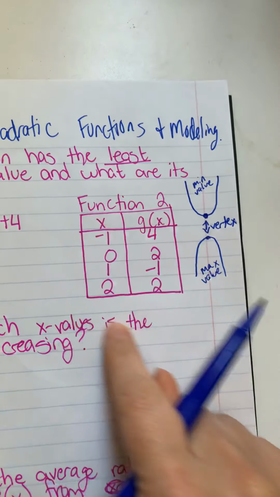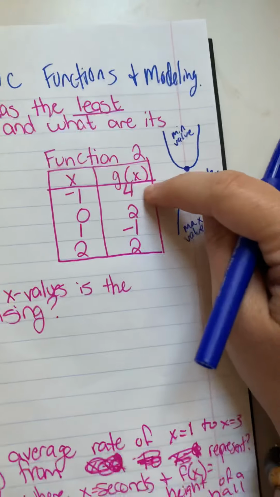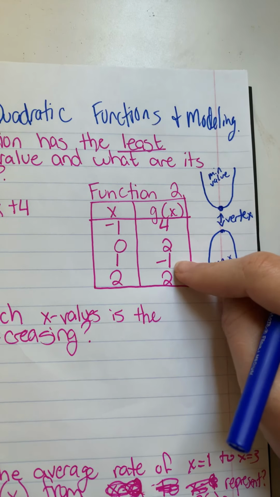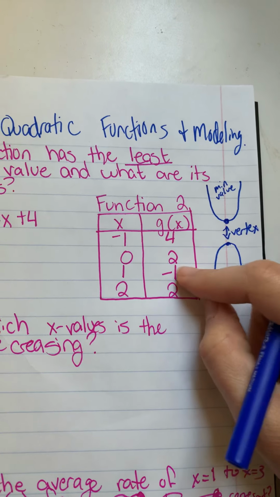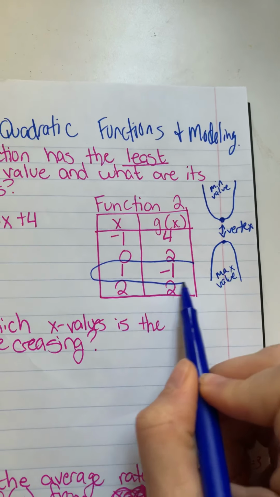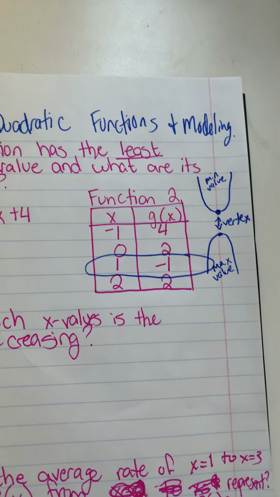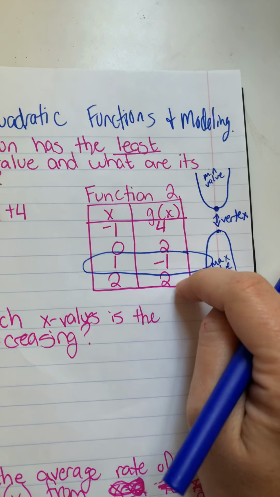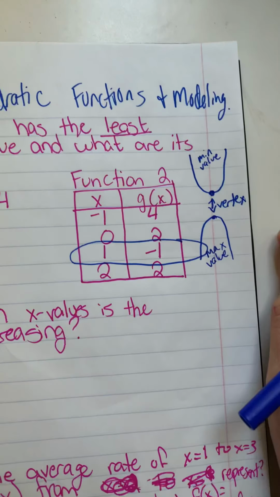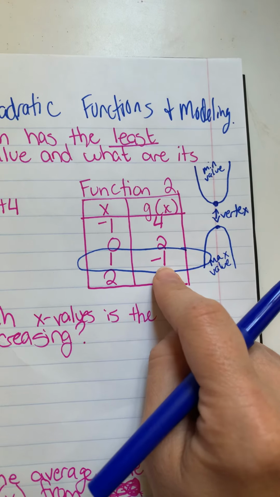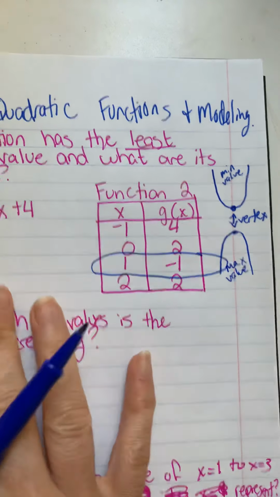So for this function, you can see that it starts up and it goes down and it goes down more. And then at -1, it flips and goes back up again. So here is my vertex. I can tell because the 2 on either side is exactly the same distance. So my minimum value is -1.